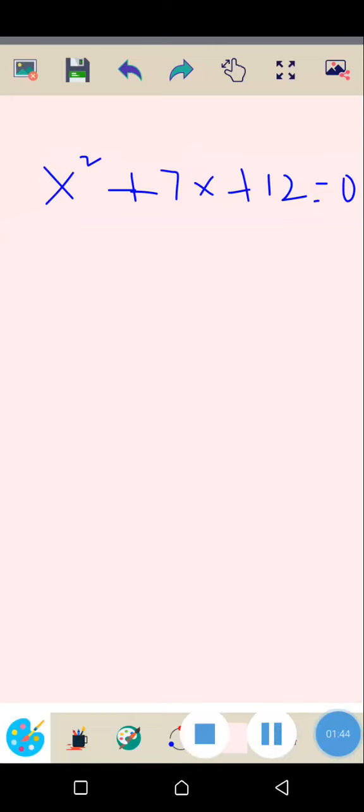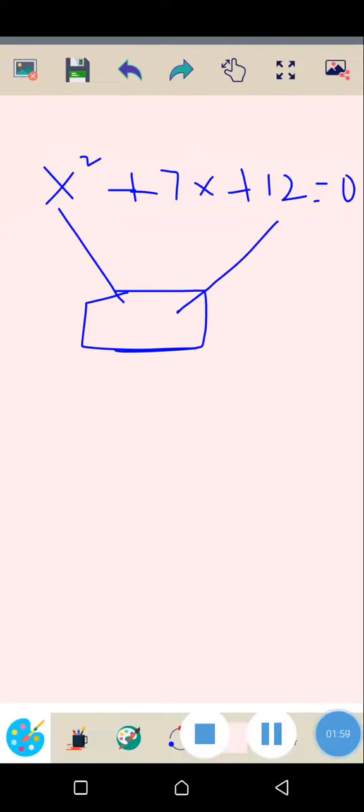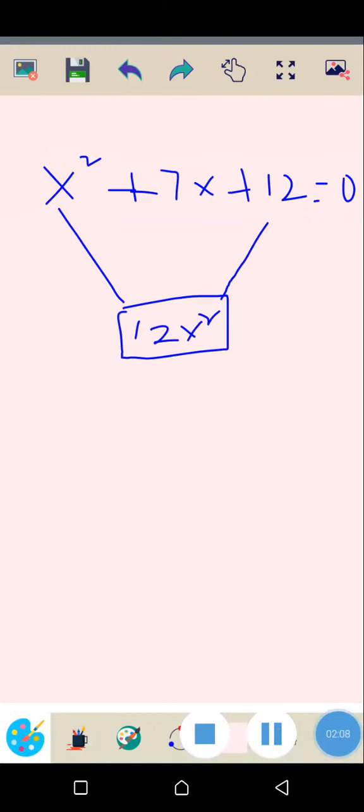Since we are considering factorization, the first thing you need to do is to take this against this. By the time you multiply x squared by the constant, which is 12, that will give us 12x squared. So the next thing we need to consider is, what are the two factors of 12x squared that are going to give us the sum of this equation? The sum of this equation is plus 7x.